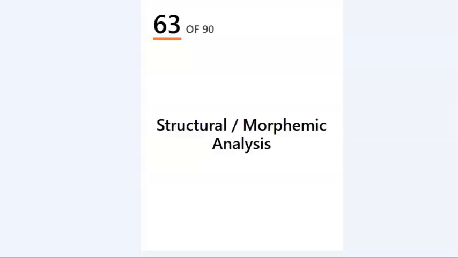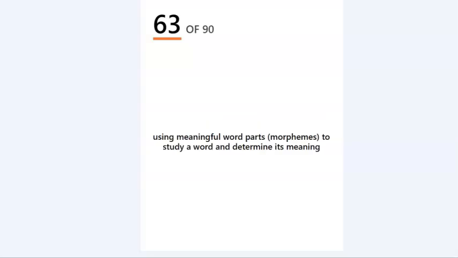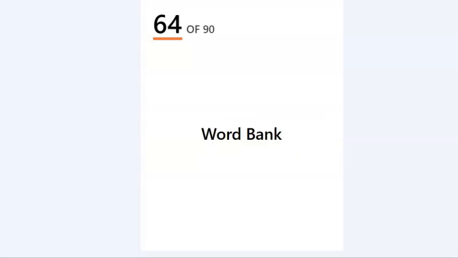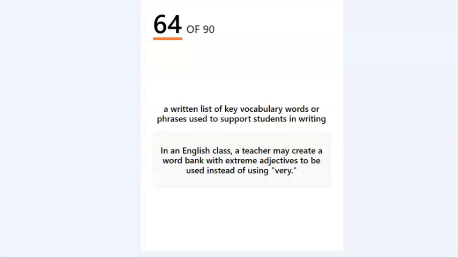Structural and morphemic analysis, using meaningful word parts, morphemes, to study a word and determine its meaning. Word bank, a written list of key vocabulary words or phrases used to support students in writing. In an English class, a teacher may create a word bank with extreme adjectives to use instead of using "very."